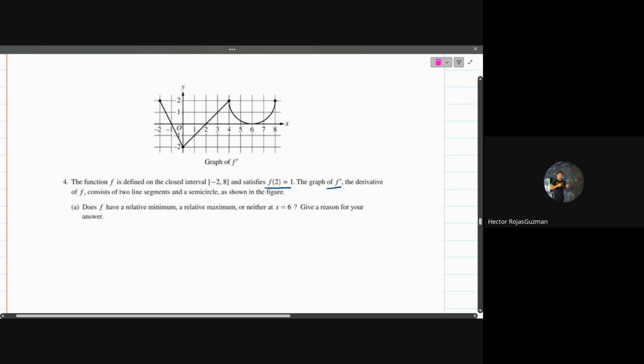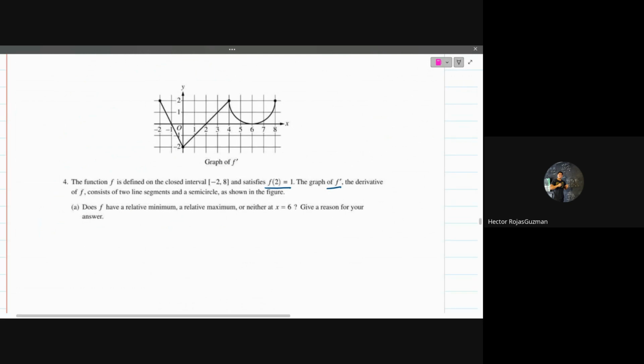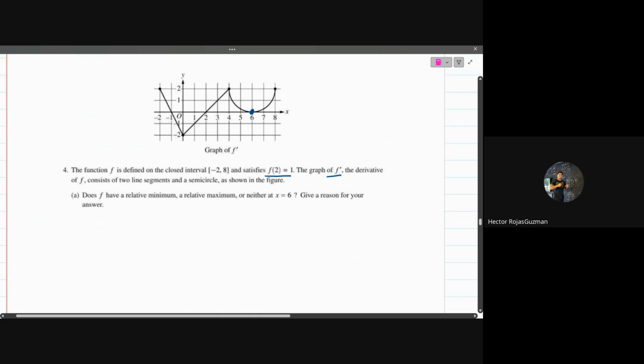So the function f is defined in a closed interval from -2 to 8. It satisfies the condition that f of 2 is equal to 1. We have the graph of f prime. Does f have a relative minimum, a relative maximum, or neither at 6? Give a reason for your answer. Well, neither.